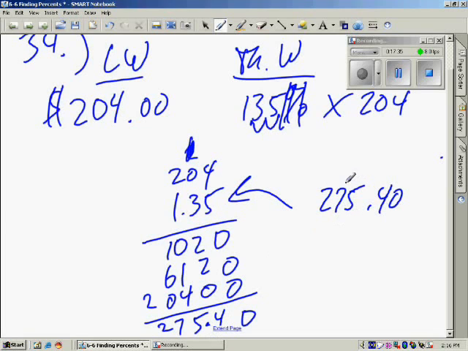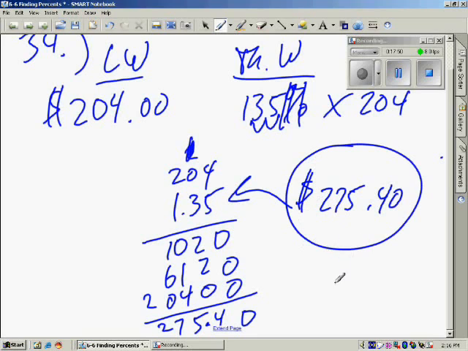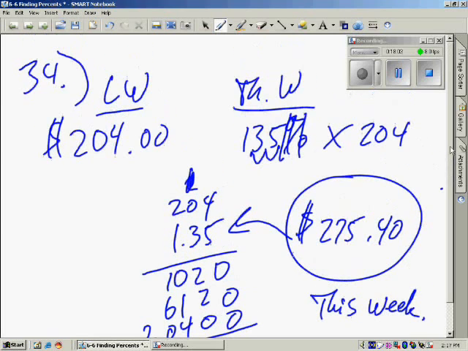275.40. Or just 275.4. But if you want to know how much money she made this week, she made 135% of $204. So she made the $204, which is 100% of that, plus a little bit more. So she made a total this week of $275.40. Okay, that finishes up 6-6 practice on the odds with the word problem. So you should be more than ready to go with the evens.